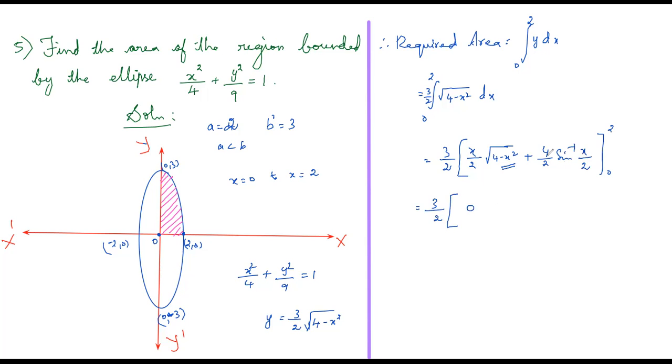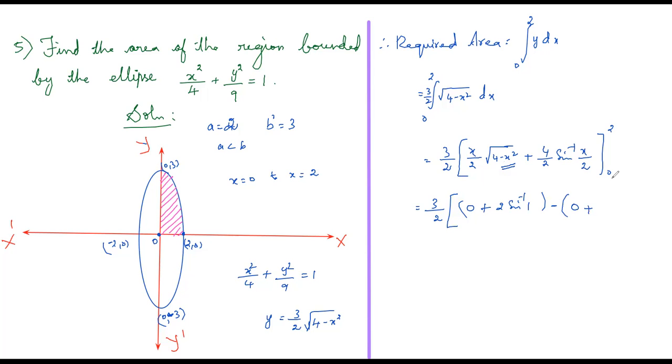So the upper limit you substitute in the second term, it is 4 by 2, which is 2, into sine inverse 2 by 2, it is 1. Now minus the lower limit. Substitute the lower limit. Lower limit is 0. Substitute 0 in place of x. 0 by 2 is 0. 0 into this is 0. So the first term is 0.